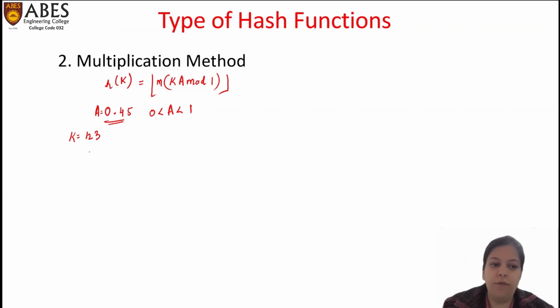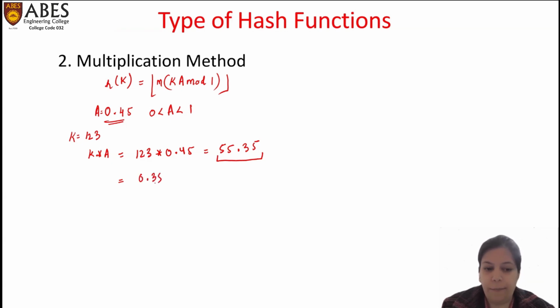In this case, first of all, we are going to multiply k with this constant A. So after multiplying 123 with 0.45, we are going to get 55.35. Now we are going to mod it by 1. Basically, we have to take the value which is there after the decimal point, right? So for this, we take the modulo by 1. After we take the remainder, we get 0.35.